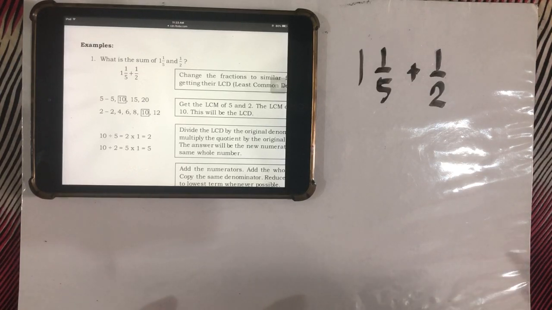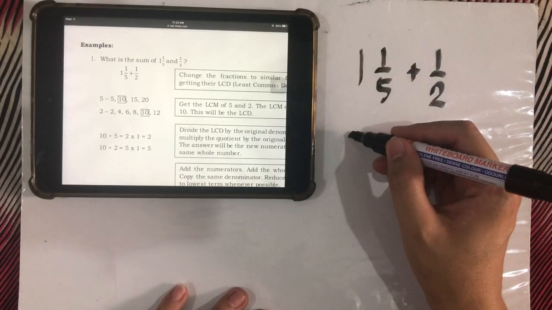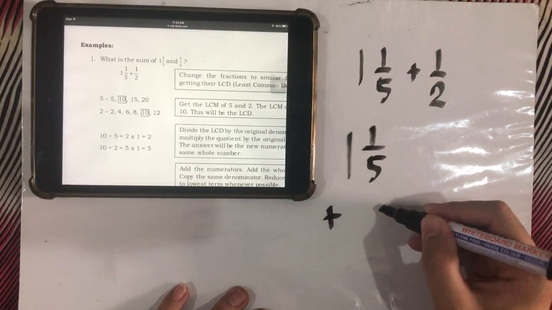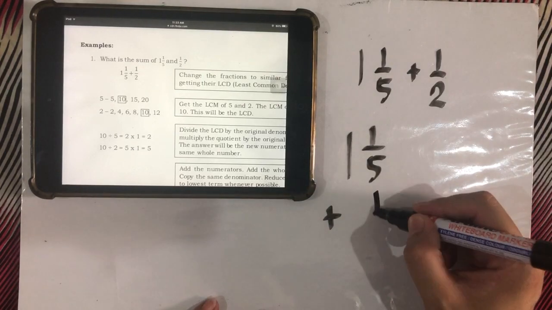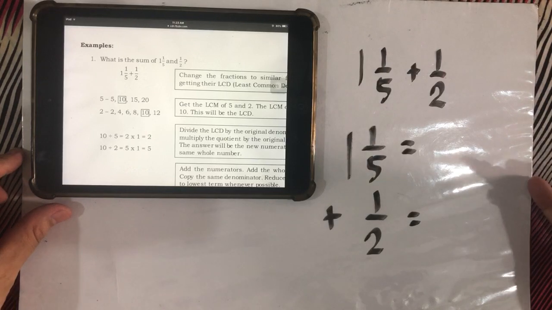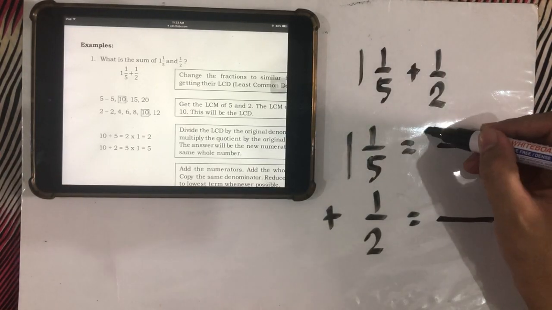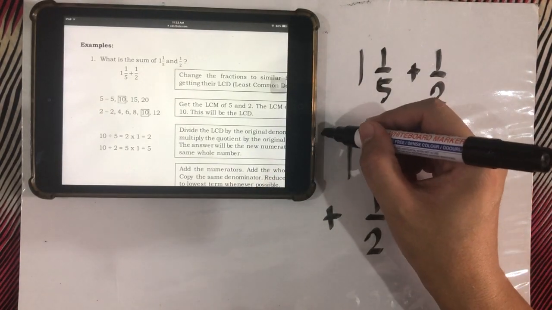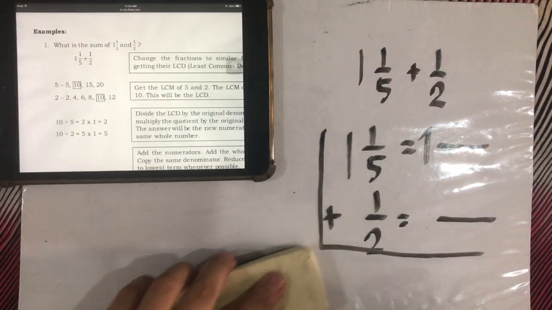So, what I usually do to solve for this is, nire-rewrite ko siya ng 1. Actually, pwede nyo din gawin doon. 1 and 1/5 plus 2 over, plus 1/2. Okay? So, this is what I usually do, pwede nyo na rin gawin. So, you just need to find the LCM. Remember, you have the whole number here. Okay? And then, do something like this.